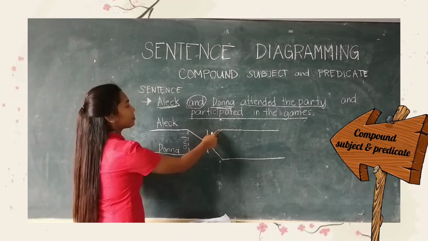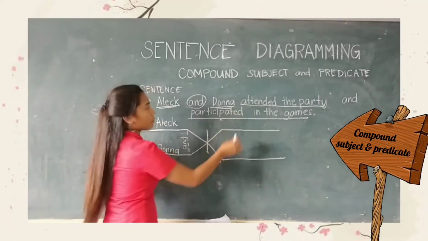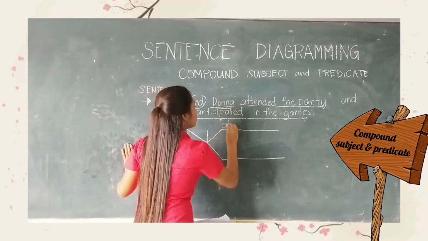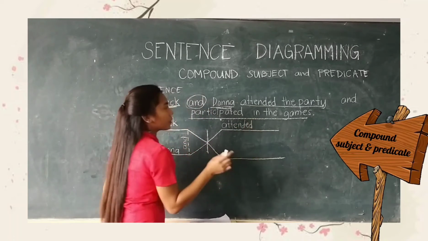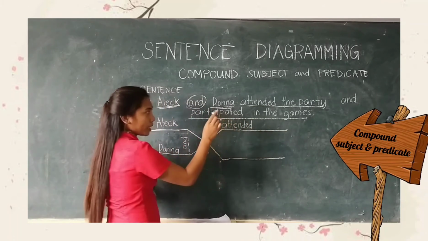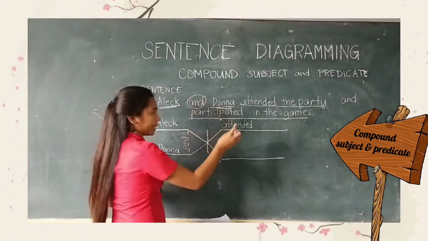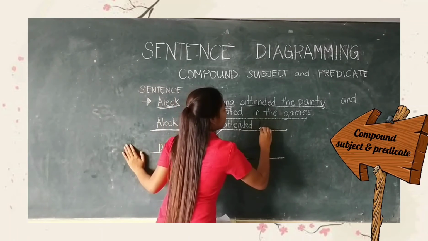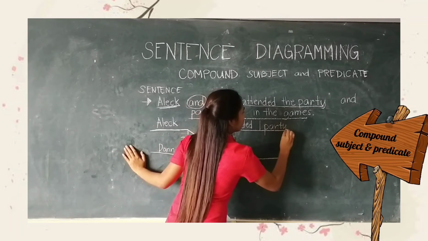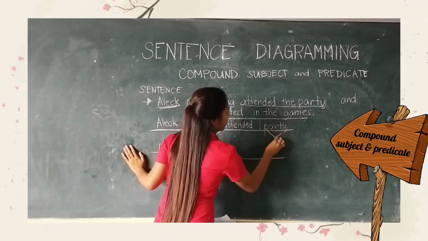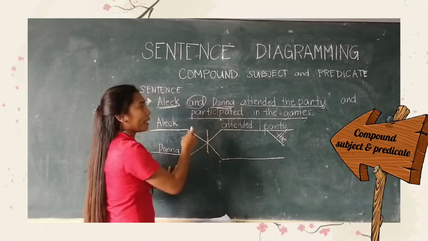So in the upper part, we have to write our first predicate. Let's start with its verb, attended. And then write our direct object, which is the party. Alec and Donna attended what? They attended the party. So don't forget to write the. So we're done with the first predicate.